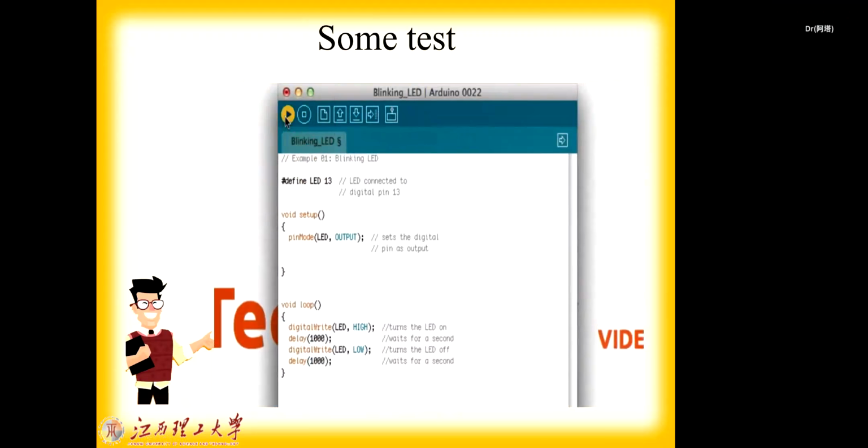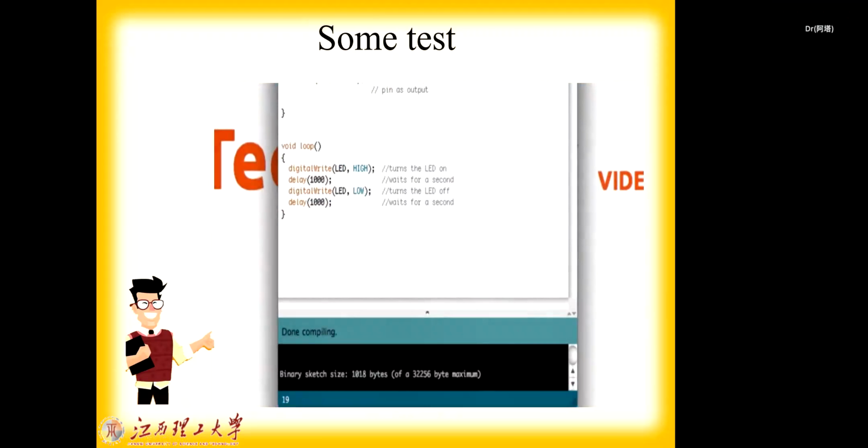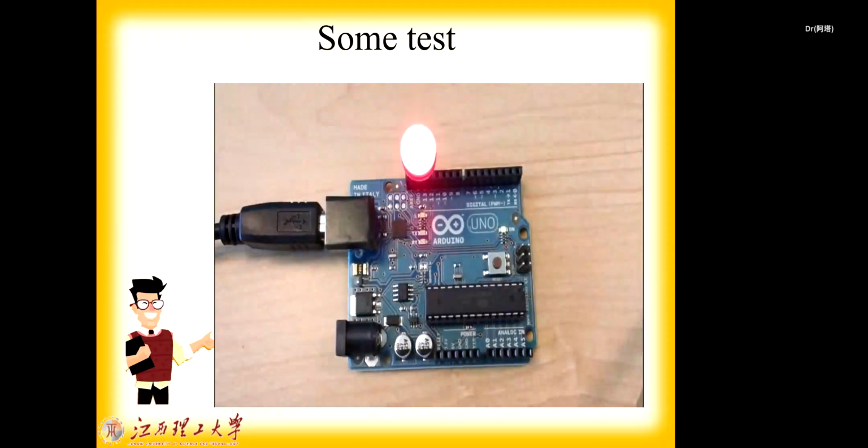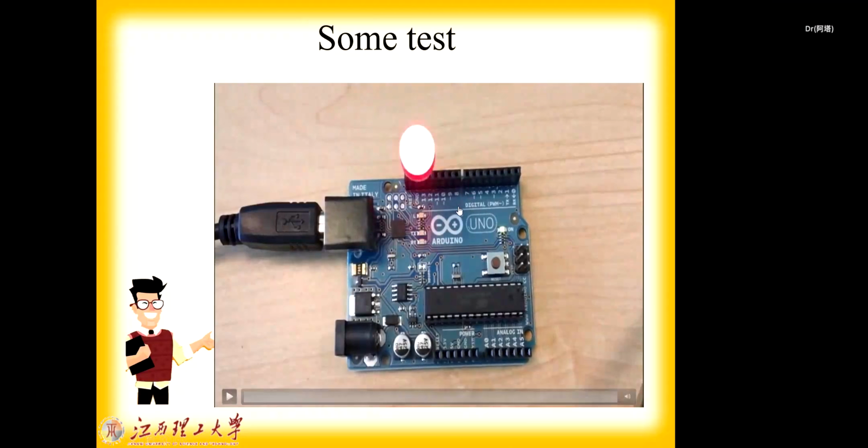First we'll compile. You will see that when you do the compile job, it says done compiling, and then we'll go for programming. After programming you can see that the LED is turned on and off.